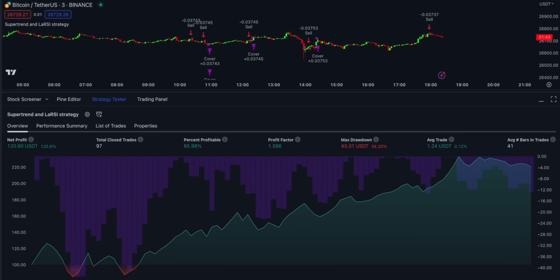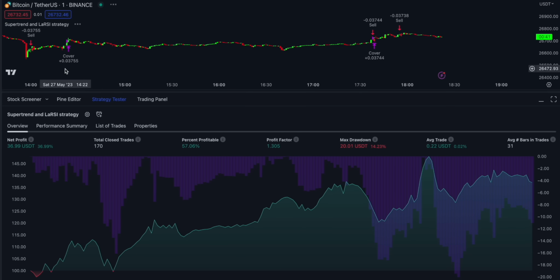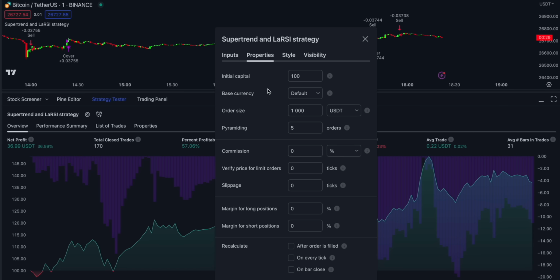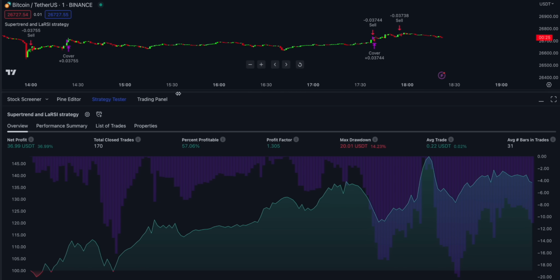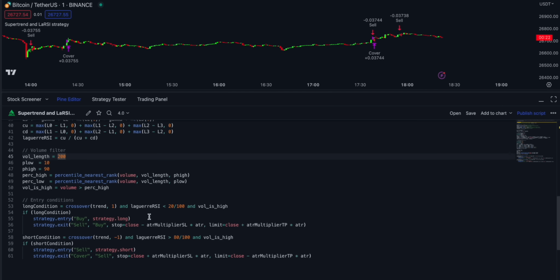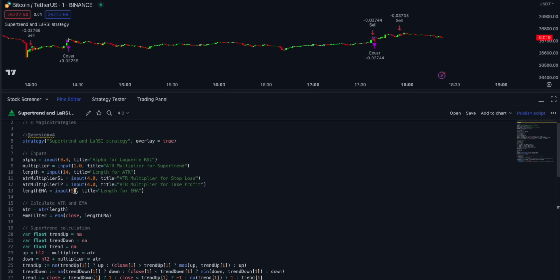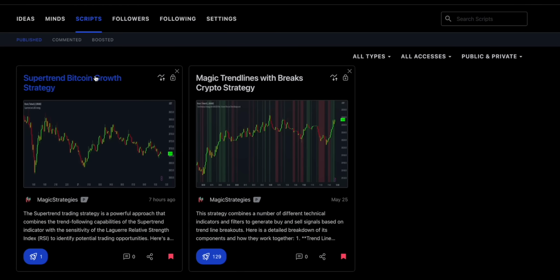In the 1-minute time frame, the win ratio has dropped to 57%, but the net profit is 37% in just 1 day. The trading strategy is highly customizable. You can change the Laguerre RSI parameters, the supertrend period, the stop loss, and take profit distance. You can also make further adjustments by accessing the strategy's code and changing the EMA length, the overbought and oversold levels, etc.